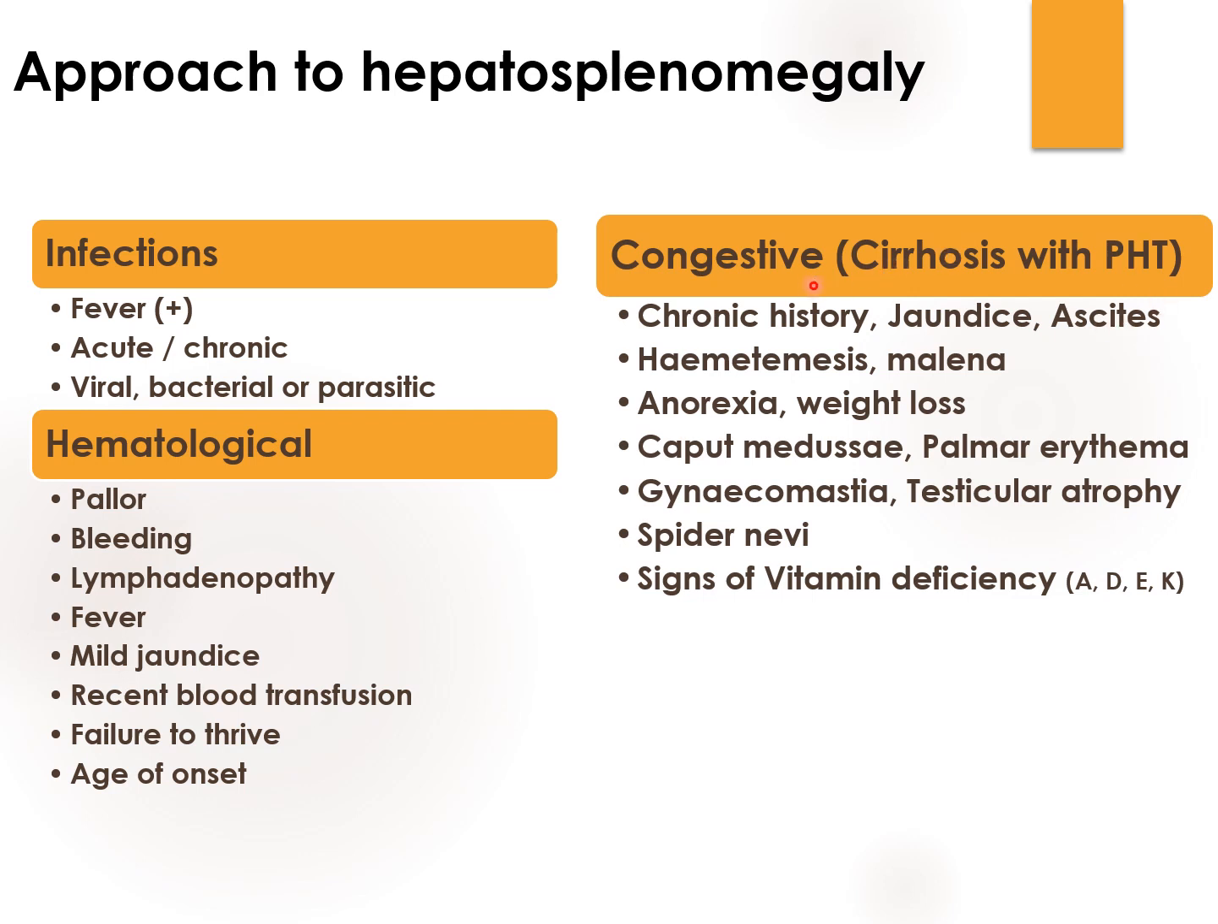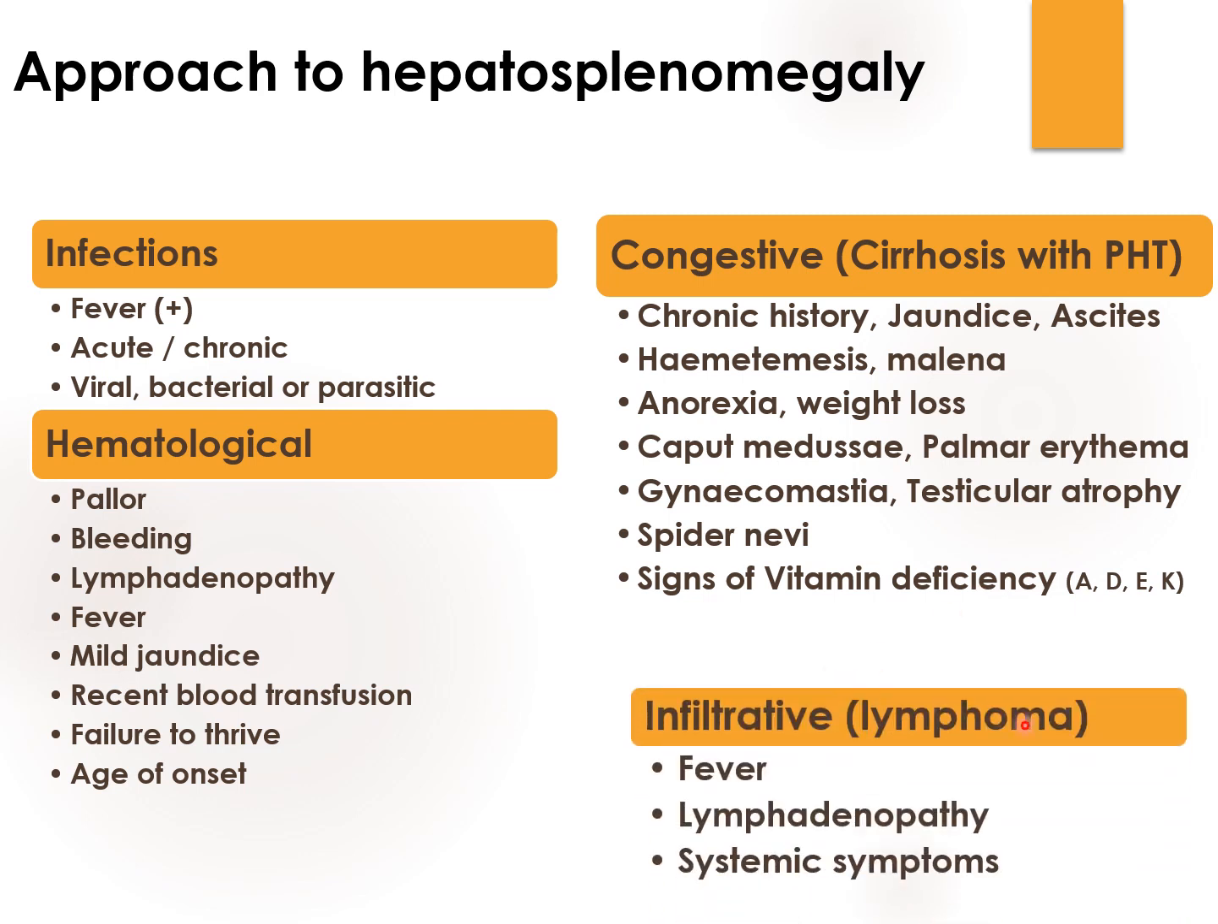In congestive hepatosplenomegaly due to cirrhosis with portal hypertension, there will be a chronic history. The patient will have all the manifestations of involvement: jaundice, ascites, hematemesis, anorexia, weight loss, caput medusae, gynecomastia, spider nevi, and signs of various vitamin deficiencies. In infiltrative causes like lymphoma, the patient will have fever, lymphadenopathy, and various systemic symptoms.